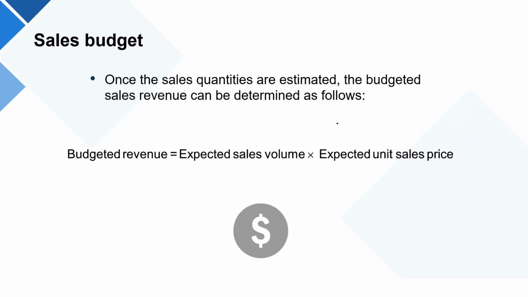So how do you actually budget sales? It's pretty simple. You get your expected sales volume and then you multiply by the sales price, right? That's how you get your budgeted revenue.